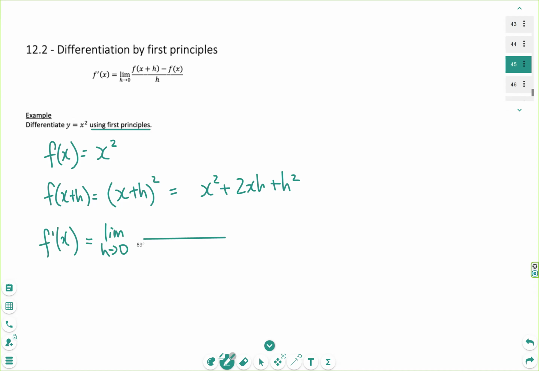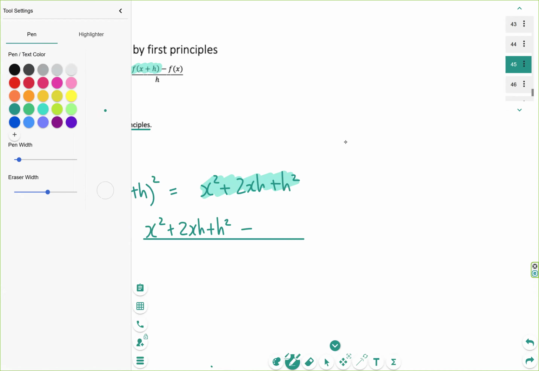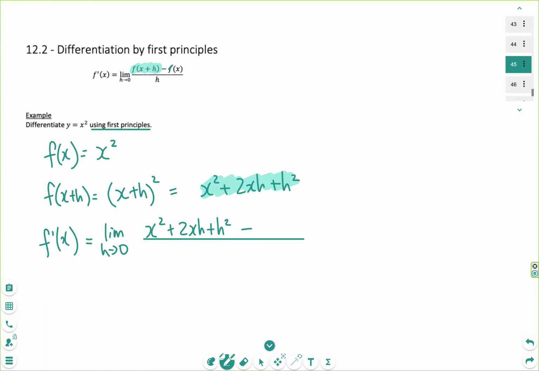Now the formula tells me to do f of x plus h, which is the second part, so I'm going to copy this one in: x squared plus 2xh plus h squared, minus f of x. So f of x is x squared. Now, when you put a minus, do a bracket, because when this expression has more than one term, your minus will change all the signs in the bracket. So just be careful with that. So put a bracket, and then over h.